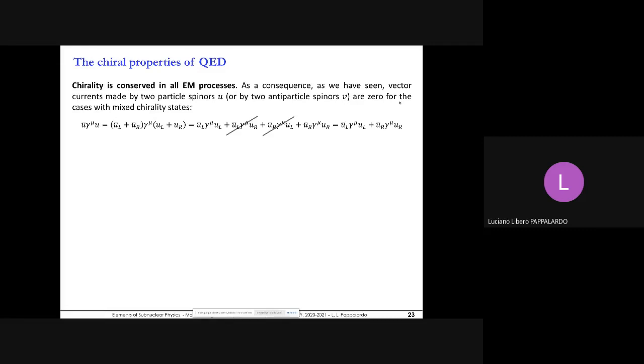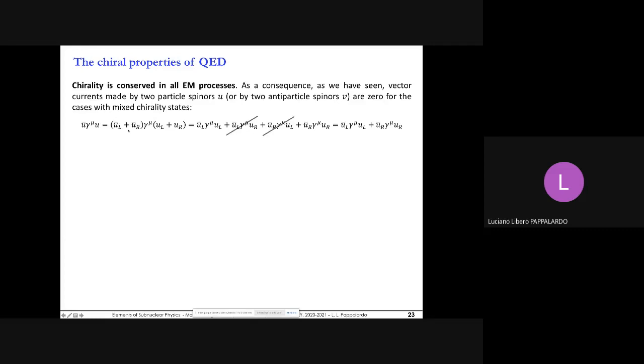Now, back to one of our previous lessons. If you remember, we showed that chirality is conserved in all electromagnetic processes, or more in general, in all processes that require a vector current. So as a consequence, as we have seen, vector currents made by 2 particle spinors or by 2 antiparticle spinors are 0 for the mixed chirality cases.